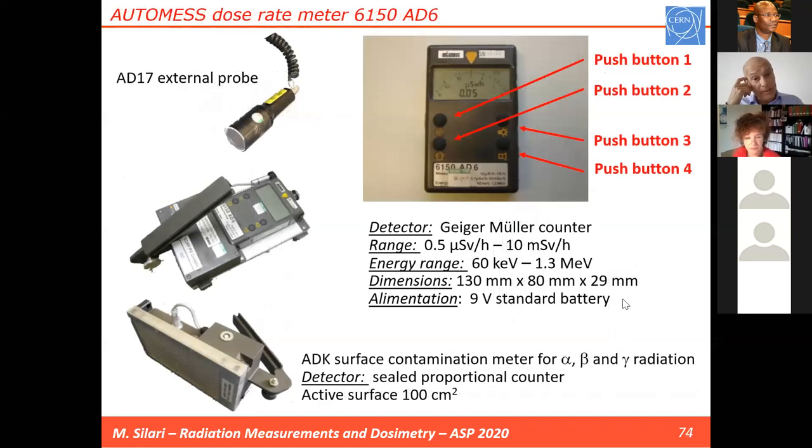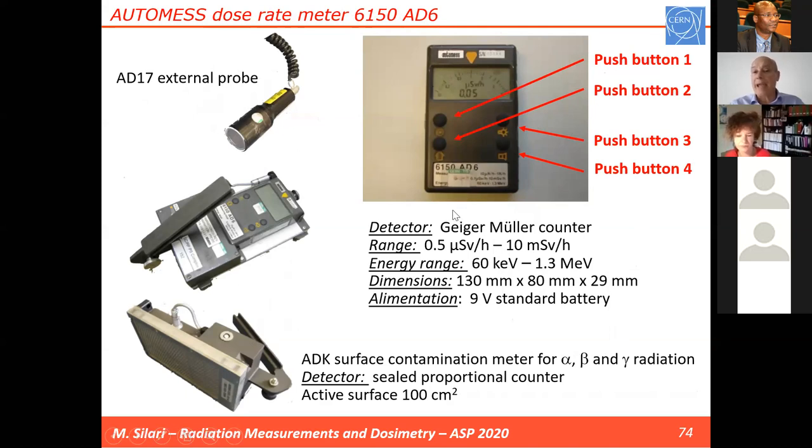One of the instruments we are using at CERN, the basic one, is a Geiger-Müller. It is produced by Automess, a dosimeter we call the 86. It's simply a small Geiger counter mounted inside. So the electronics is very common. It's a handheld device. It's very basic.